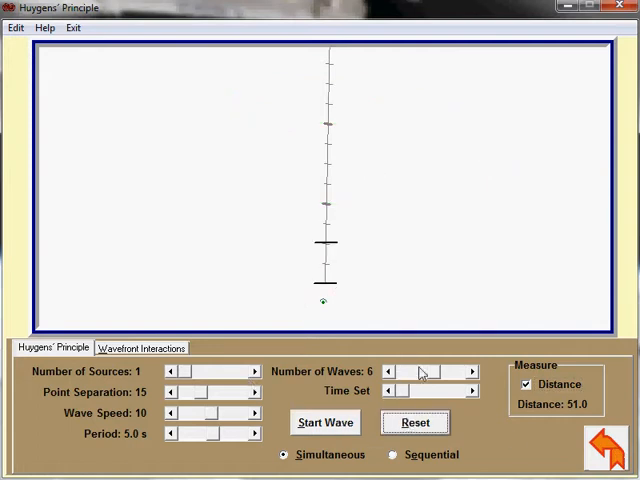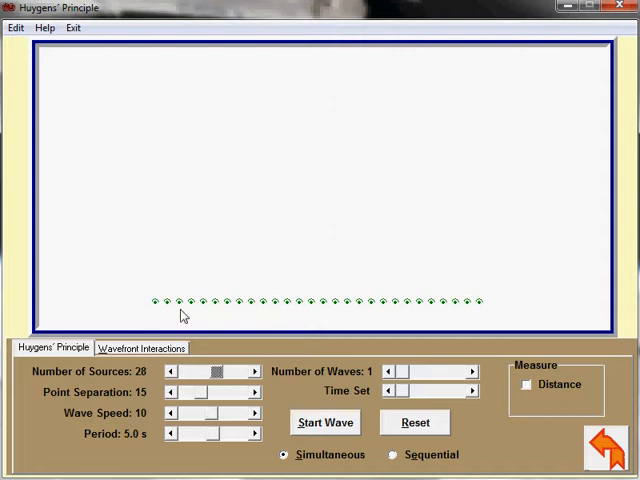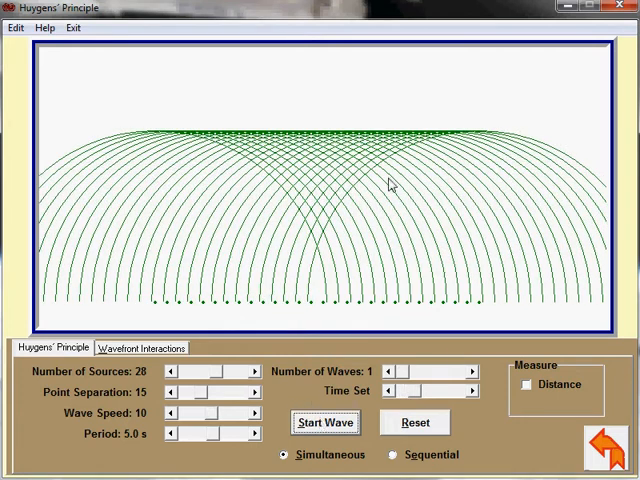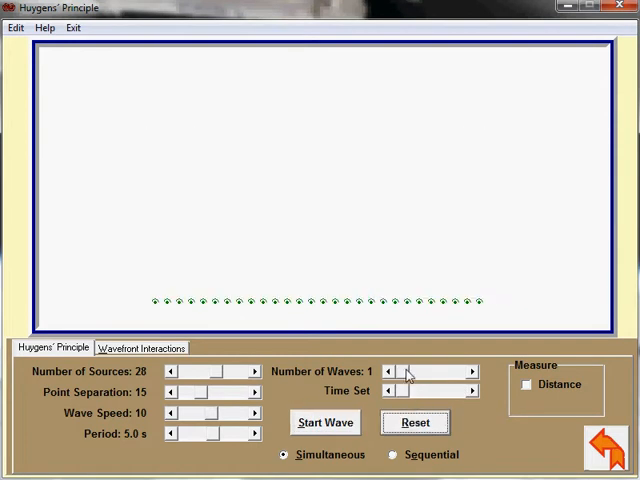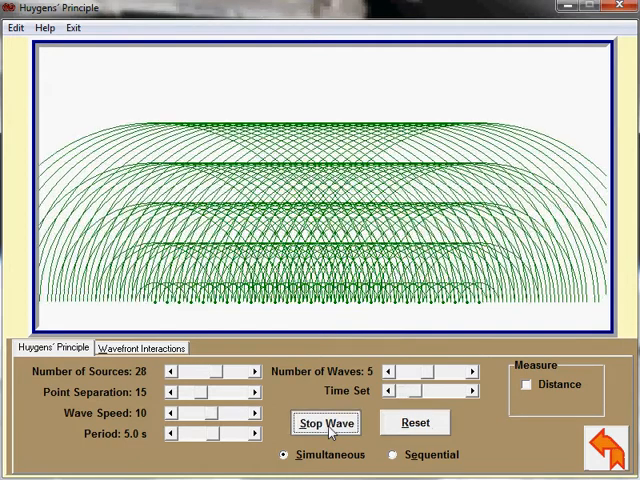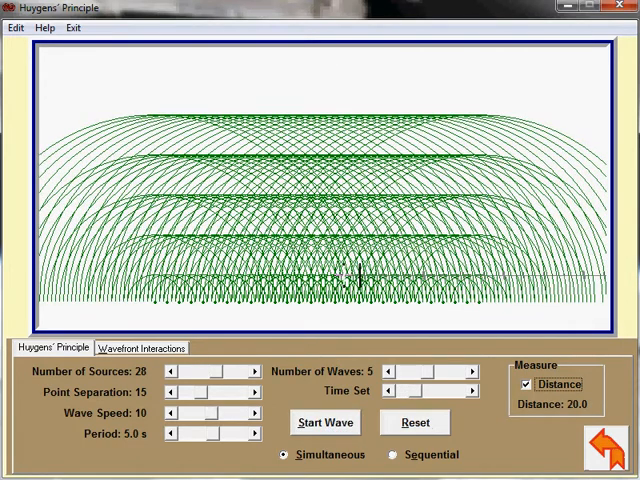So if I simply reset it, and go back to number of waves, and let's do a whole bunch of different point sources. A whole bunch of different point sources is equivalent to a wavefront. So if I start the wave, we see we've got a wavefront activated. And if we reset, and once again do more waves and start the wave, we get a nice wavefront generated. And once again, if we measure the length, we get a distance difference of 151 for 3 waves, which is 50.